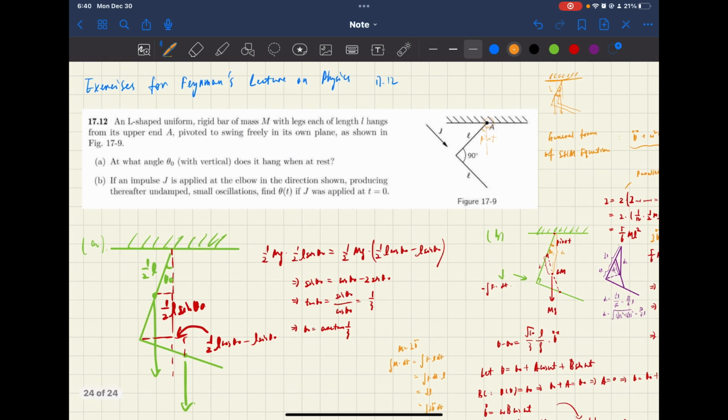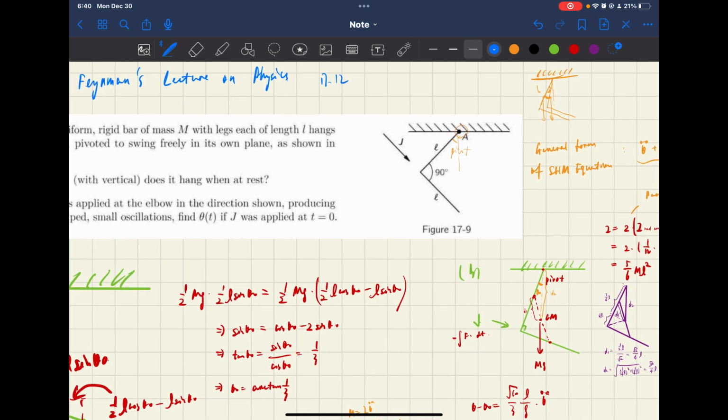So first you notice that it's an L-shaped rigid bar. It's kind of irregular because it's bent into an L shape. So it will be much simpler if you think of it as two separate rods. Here's the first rod and here's the second rod. So their centers of mass are here and here.